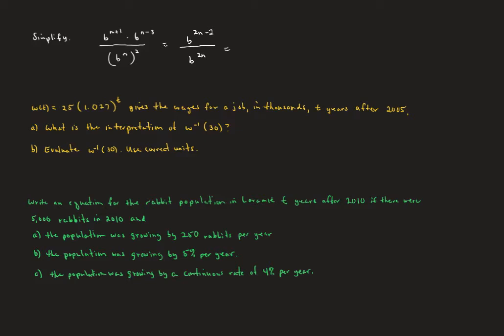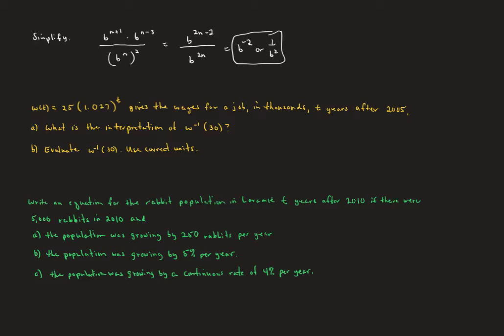Now we can subtract exponents because we have division of two powers of the same base. And if we subtract off the two n's, we're going to get b to the negative 2, which would be fine. Or you could also call that 1 over b to the second. Either of those would work.